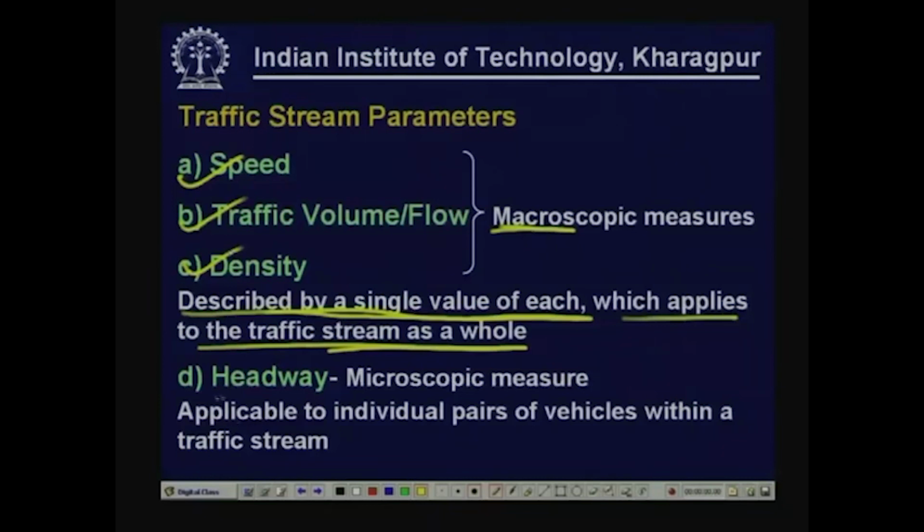There is also another parameter which is often used, because there are two types of headways. We call headway a microscopic measure, because headway is applicable to individual pairs of vehicles within a traffic stream, not a single value for the whole traffic stream. Rather, it is between two vehicles. We define headway, which is generally valid between two vehicles. So, they are called microscopic measures, but speed, flow and density are macroscopic measures defining traffic stream parameters.